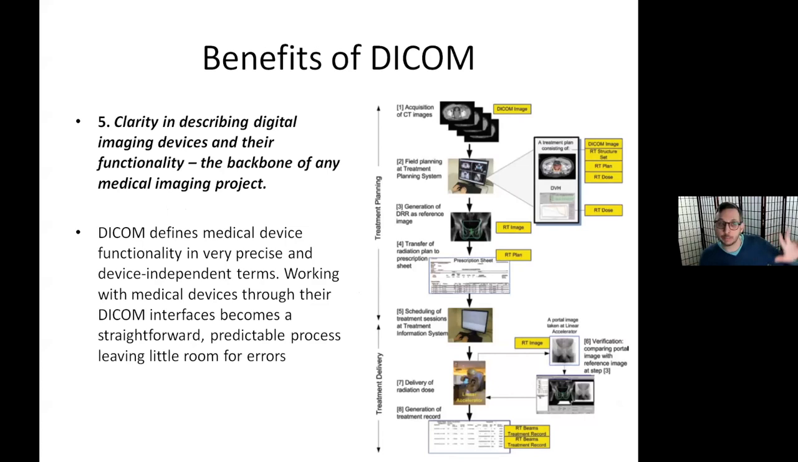This is the last one of these benefits, but because of that clarity in communication, the steps are really well defined. In this case, this is radiotherapy. Radiotherapy uses its own set of DICOM files or DICOM standards. We use the images. We have a DICOM plan. And using this standard really makes the errors less likely to occur because the flow is there. And now what people are doing is automating processes because these sequences are well defined.